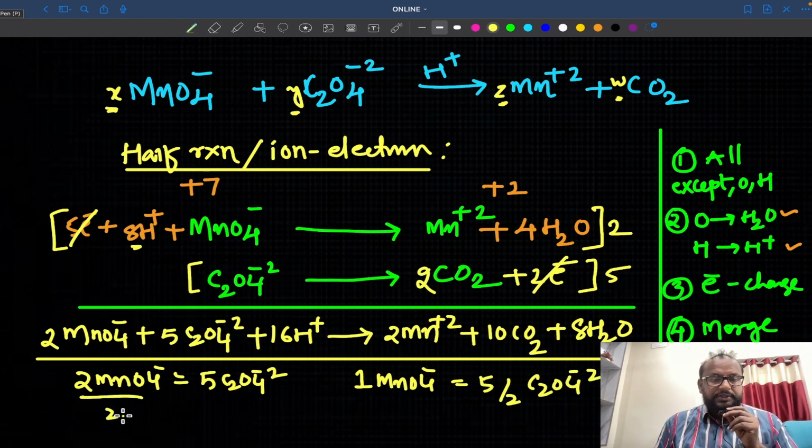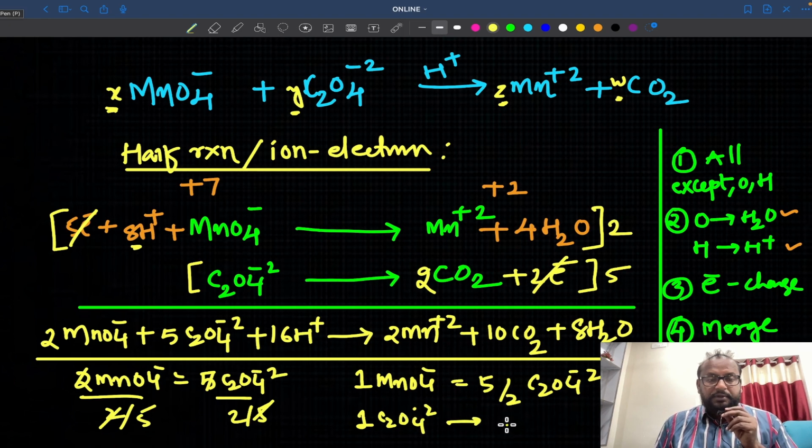So I divided both sides by 2. So here 2 gets cancelled. I'll get this one. If I divide by 5 on both sides, so this will get 1. So 1 mole of C2O4 2 minus gives us 2 by 5 moles of MnO4 minus. So this is how you balance the reaction.